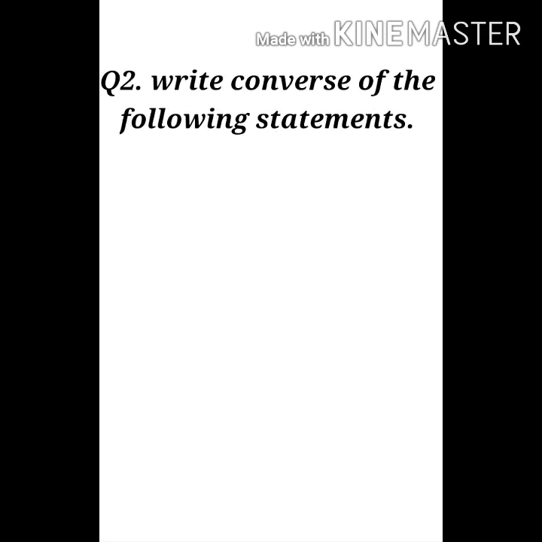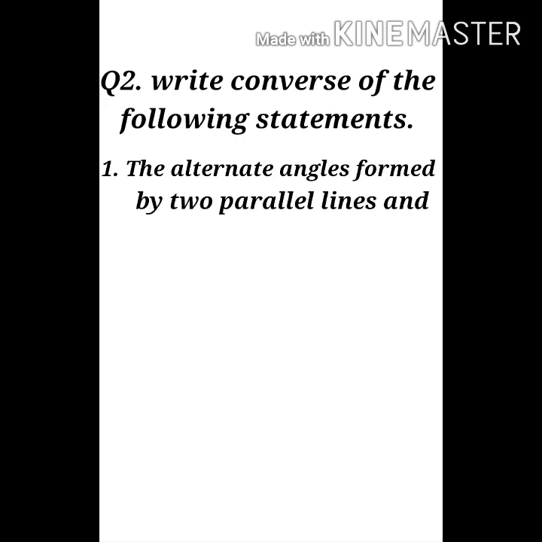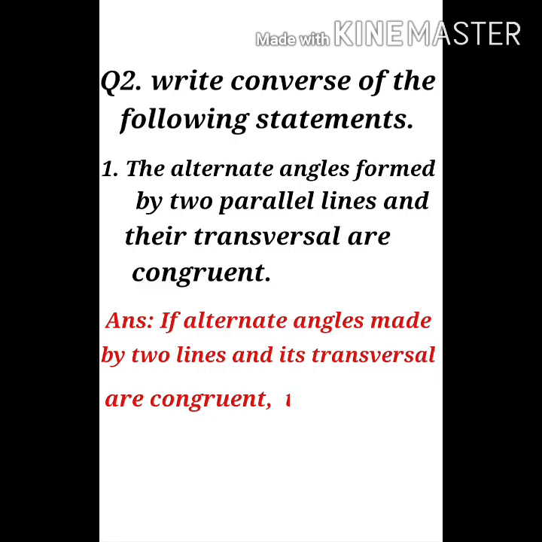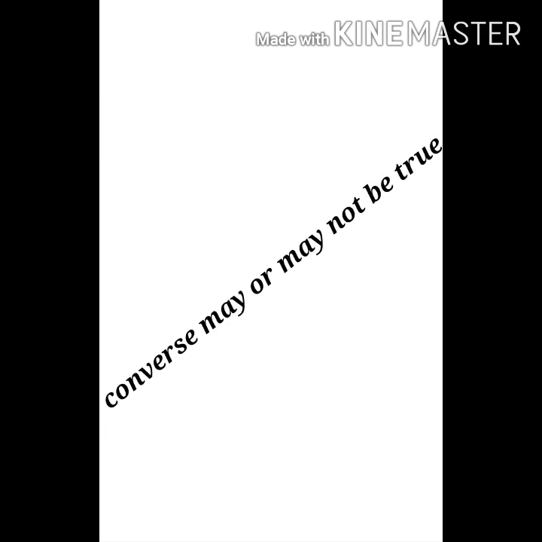Question number 2. Write the converse of the following statements. First question: the alternate angles formed by two parallel lines and the transversal are congruent. Answer: if alternate angles made by two lines and a transversal are congruent, then the lines are parallel. Already I have told you, the converse of a given statement may or may not be true.